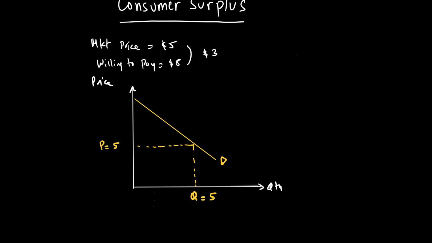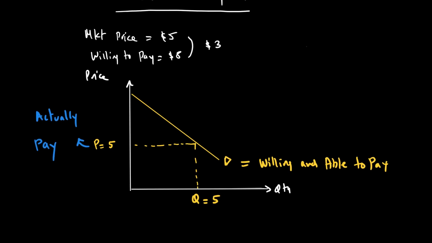What is important to see is that a demand curve shows us what we are willing and able to pay, while market price tells us what we actually pay. Does that make sense? So what we actually pay is $5. For each unit, let's say I bought 5, unit 1, unit 2, unit 3, and unit 4, you can see this.